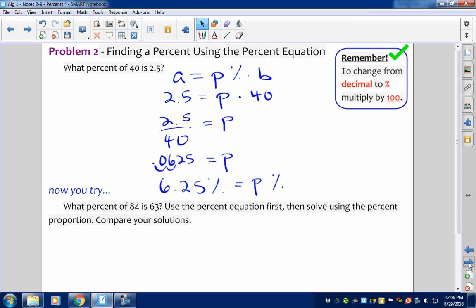So, you could set up like that. What could you do on the now you try? You could do it all in one step. Divide. Yeah, that's right. Just take 63 divided by 84. That's going to give me a decimal. I don't need squiggly equals. It gives me an exact decimal of 0.75, and so that's 75%. You're done. So real easy to do with that percent equation.